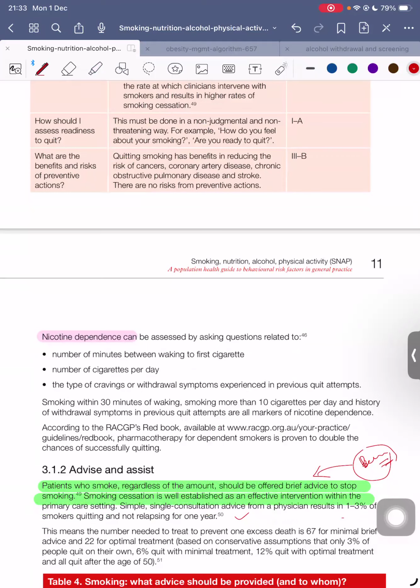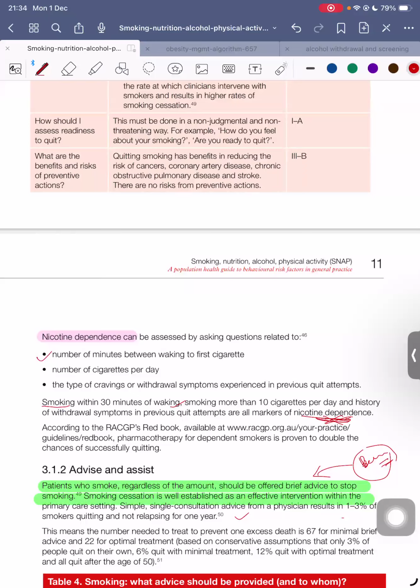Number of minutes between waking and first cigarette. Okay, number of minutes between waking and first cigarette. If there is smoking within 30 minutes of waking, and smoking more than 10 cigarettes per day, and a history of withdrawal symptoms in previous quitting attempts, these are all markers of nicotine dependence.